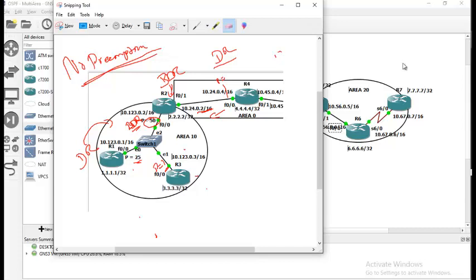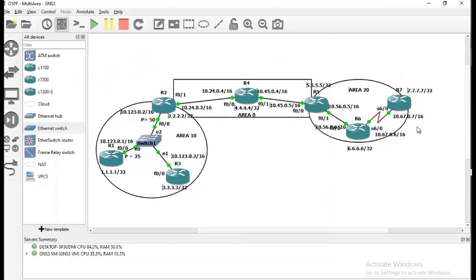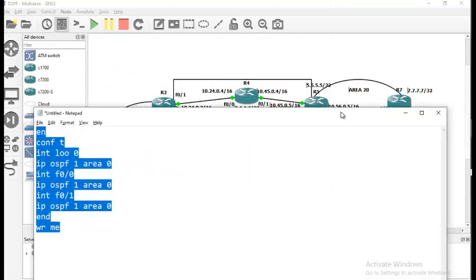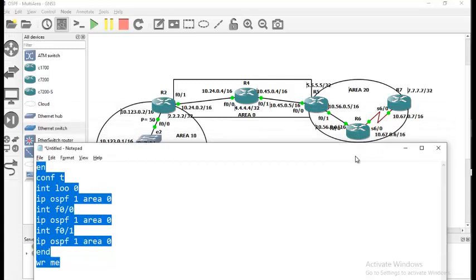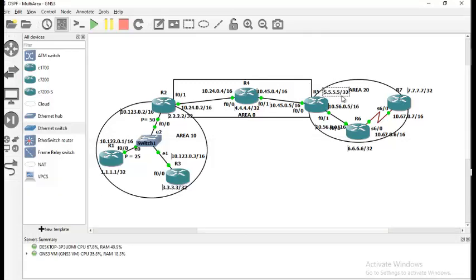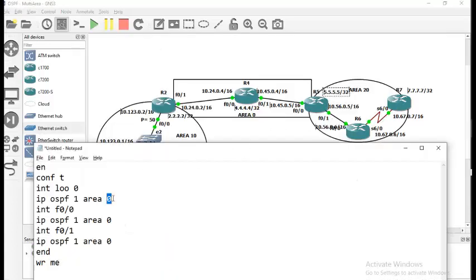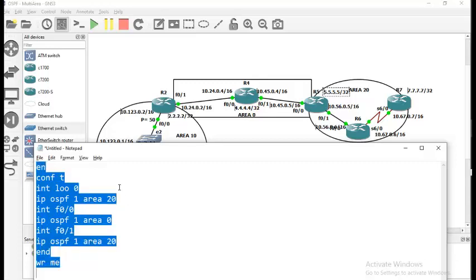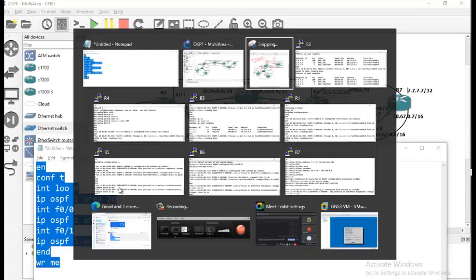Thank you. Okay, fine. Now let's finish the balance of the configuration for the other routers. This is router 4's configuration. It's over. Now let us put in router 5's configuration. Router 5's loopback, I wish to give to area 20, so this is going to be area 20. Router 5's F0/0 is area 0. F0/1 is area 20. This goes on router 5.